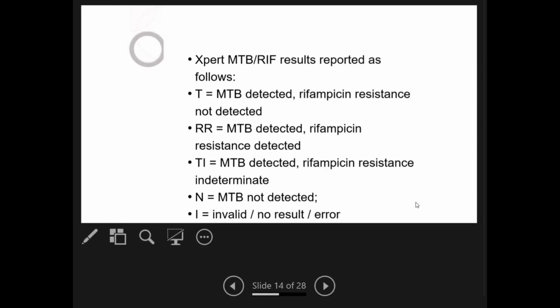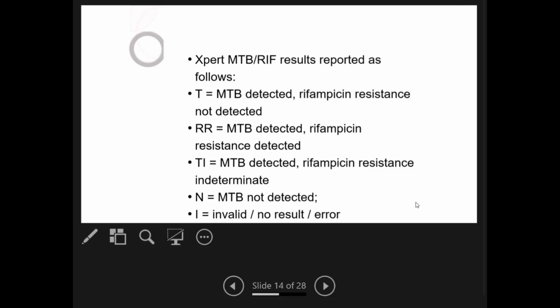So if you get a result like this, you need to repeat the sample again, because usually, due to the small amount of DNA present in the sputum samples, they can't carry out the test in a proper way inside the machine. So then they will give a result as rifampicin indeterminate.